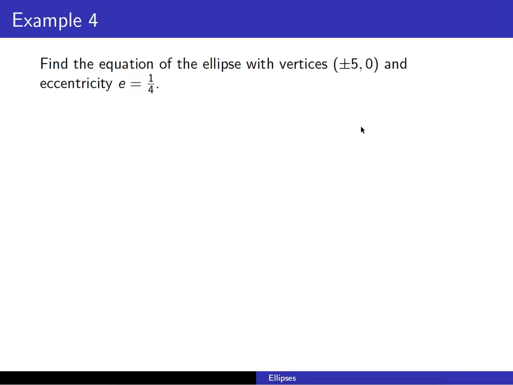So, example 4: find the equation of an ellipse whose vertices are at plus or minus 5, 0, and eccentricity of 1/4. Our center is the midpoint of the vertices, which is at the origin, which is nice, and our value of A is going to be 5 units away from the center, so our value of A is going to be 5. So we can set 1/4 equal to C over 5, and then we'll get 4C equals 5, so C is 5/4.